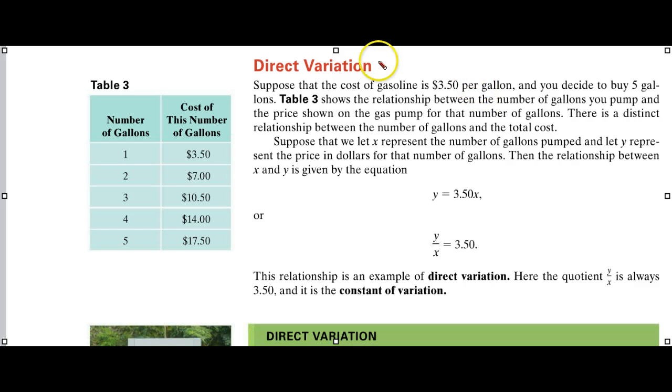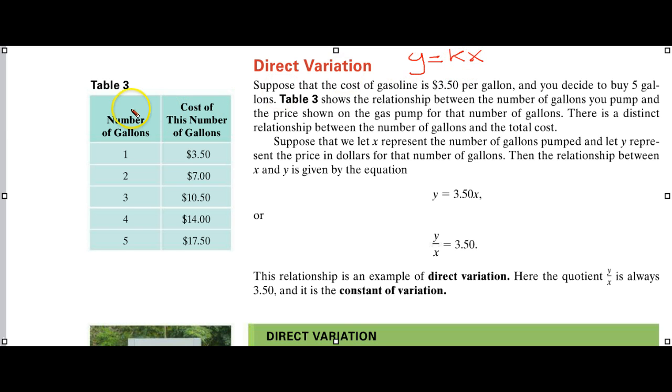Now, another type of variation that we're going to run into is called direct variation. And there is a special formula for this. I always tell students when they're doing this, and they see that something's a direct variation, is write the general formula for direct variation, which is y equals kx. Now, k stands for the constant of variation, as you'll see as we go into this.